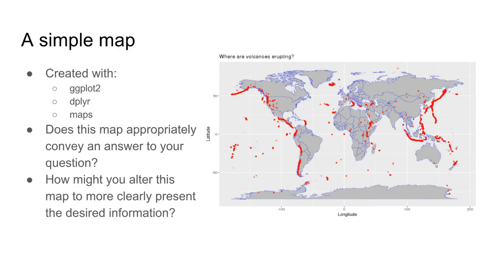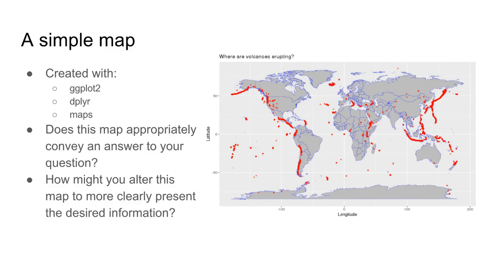So we want to think back to what our question was. So is it, where have volcanoes erupted? Or is our question more nuanced than this? And this graph doesn't really answer the question. So we're going to think about how we can change this map to more clearly present the desired information, or what additions we can make to it to really answer the question that we want to answer.